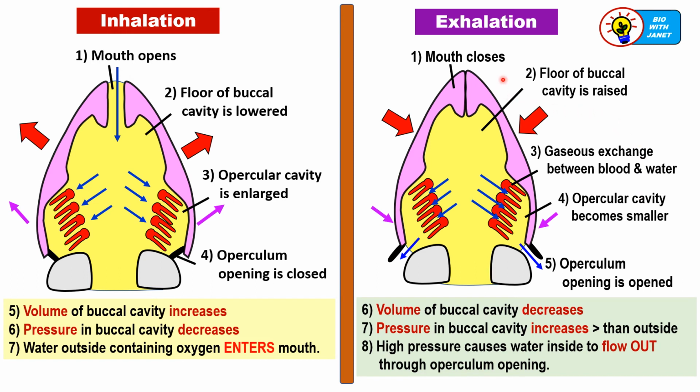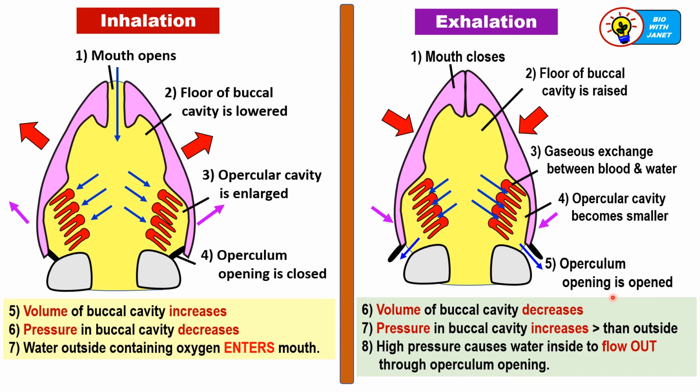Now for exhalation, the opposite occurs. The mouth closes. The floor of the buccal cavity is raised instead. So this will decrease the volume of the buccal cavity, right? And then the water will be pushed through the gill filaments here on both sides of the fish. So gaseous exchange occurs between the blood and water. And then the opercular cavity also becomes smaller so that there's pressure inside. And the operculum opening is opened so that water can be pushed outside.